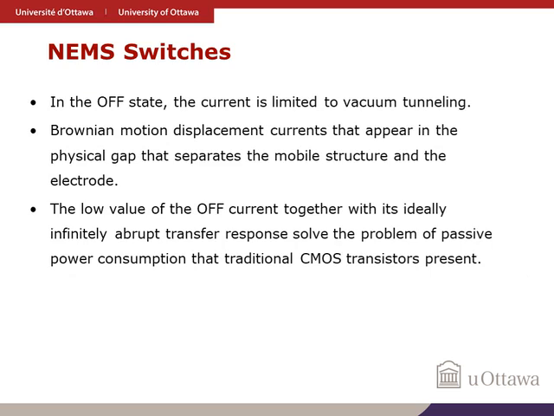In the off state, the current is limited to vacuum tunneling and Brownian motion displacement currents that appear in the physical gap that separates the mobile structure and the electrode. The low value of the off current, together with its ideally infinitely abrupt transfer response, solve the problem of passive power consumption that traditional CMOS transistors present.